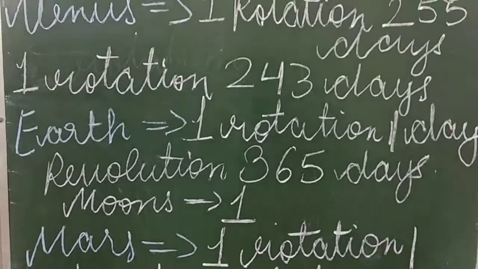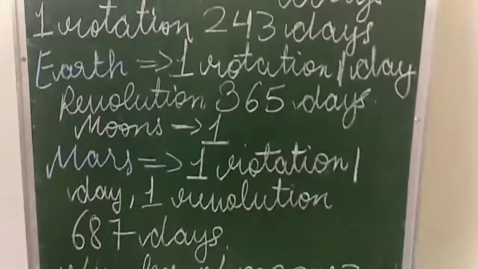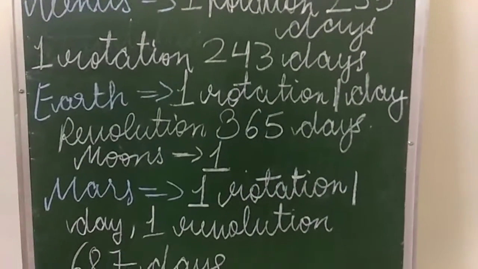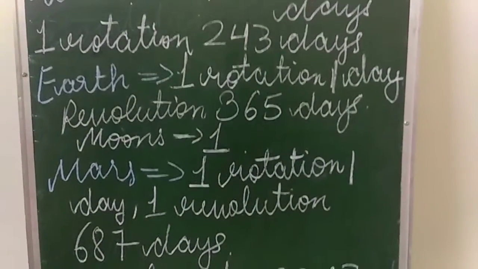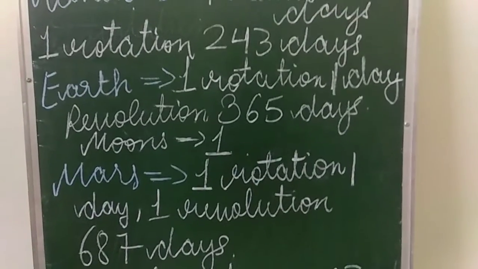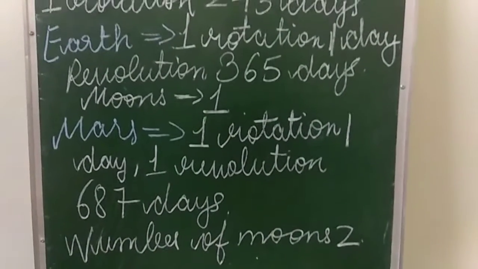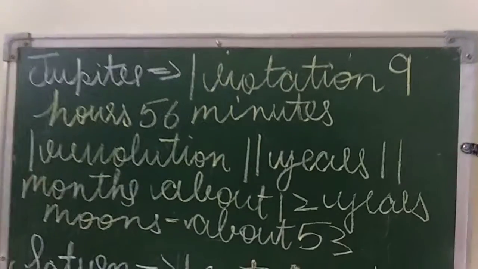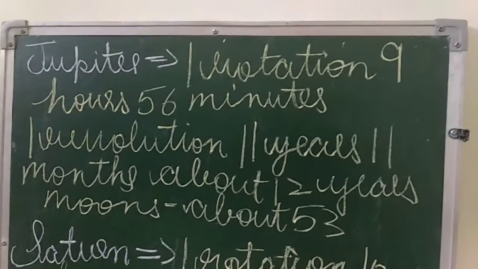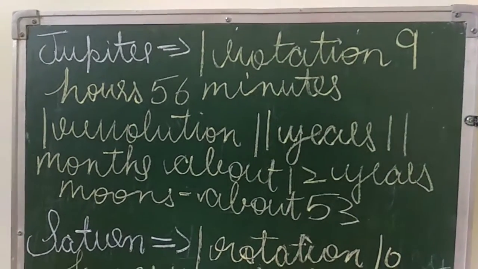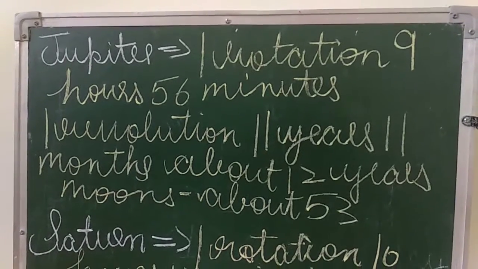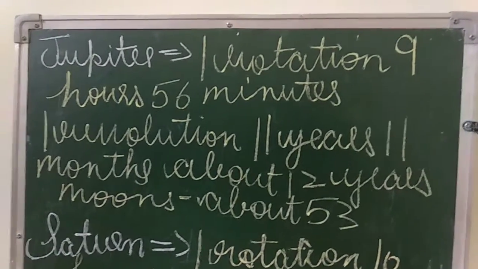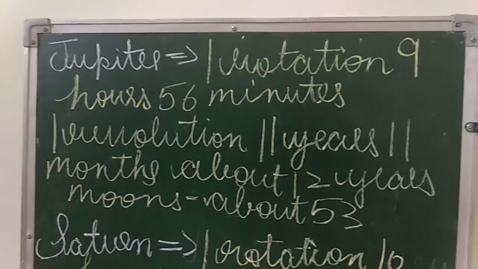Number of moons 1. Mars, one rotation in 1 day and one revolution in about 687 days. Number of moons 2. Jupiter, one rotation in 9 hours 56 minutes. One revolution 11 years 11 months, about 12 years. Number of moons about 53.